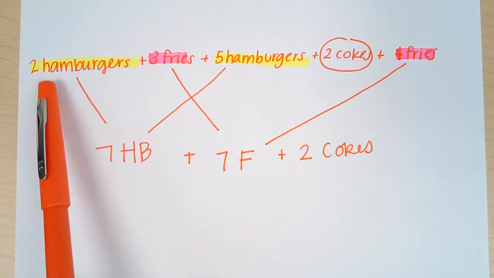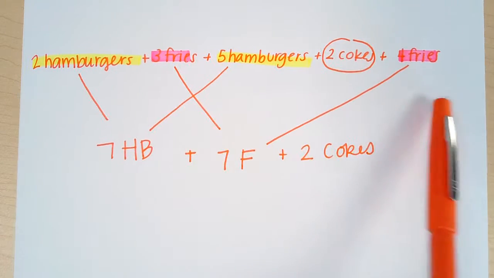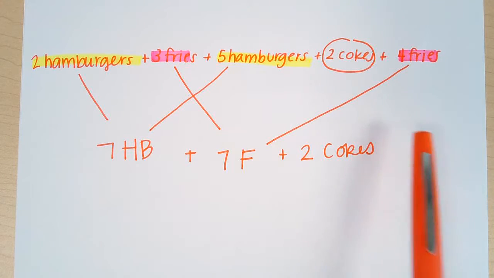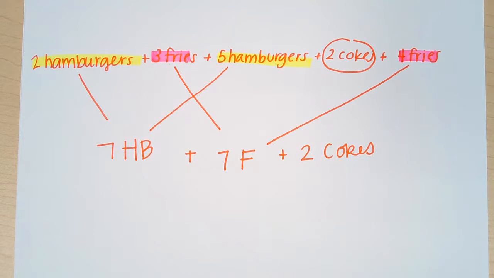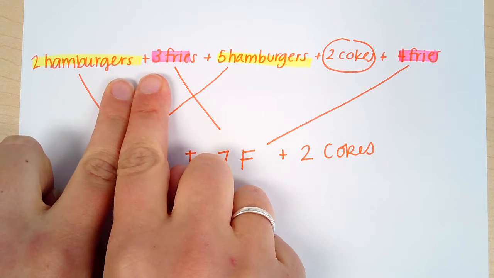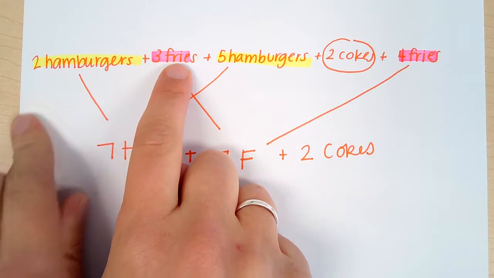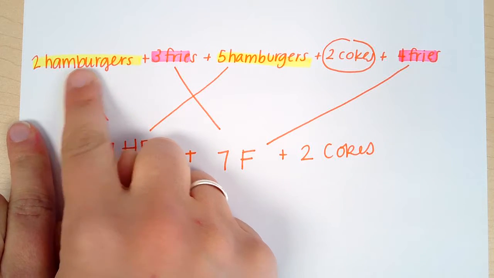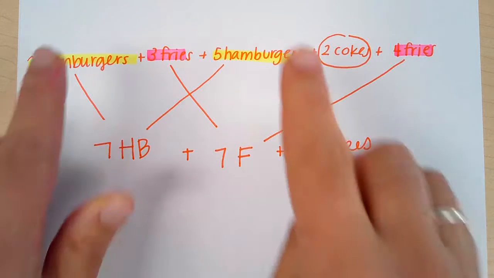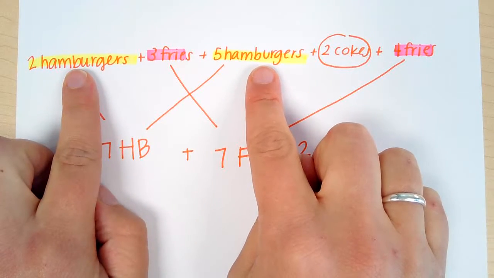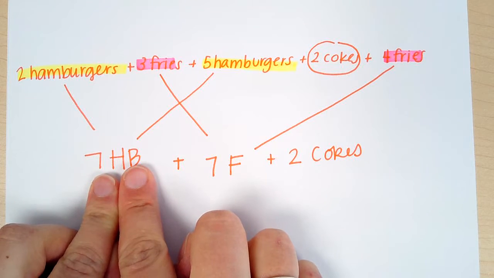So instead of saying 2 hamburgers, 3 fries, 5 hamburgers, 2 Cokes, 4 fries, we can combine it and simplify: 7 hamburgers, 7 fries, and 2 Cokes. Now, we're not going to combine the fries and the hamburgers. We're not going to say 5 hamburger fries, 7 hamburger Cokes. That's not how that works. We need to combine the menu items that are the same, that are alike. So the hamburgers, okay? We can combine those to make 7 hamburgers.